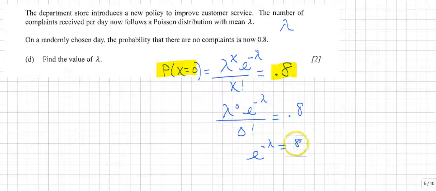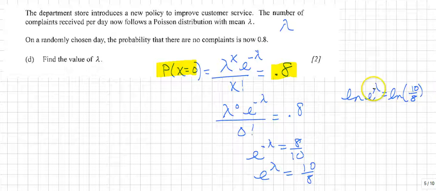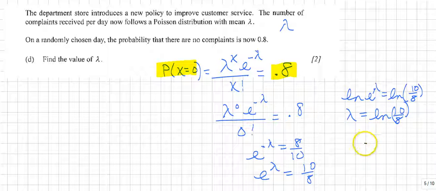I'm going to write that as a fraction, because I have a negative power, so I'm going to flip it over. In other words, I'm going to reciprocate both sides. So e to the lambda is equal to 10/8. We can just use logs to solve that. Take the natural log of both sides. So ln of e to the lambda equals ln of 10/8. Lambda comes down. ln e is 1, so lambda equals the natural log of 10/8. Go to your calculator, punch that in, and you've got the answer. I got 0.223. So that is now the new mean. The average number of complaints per day is 0.223. And that's the end of number 11, dealing with Poisson.